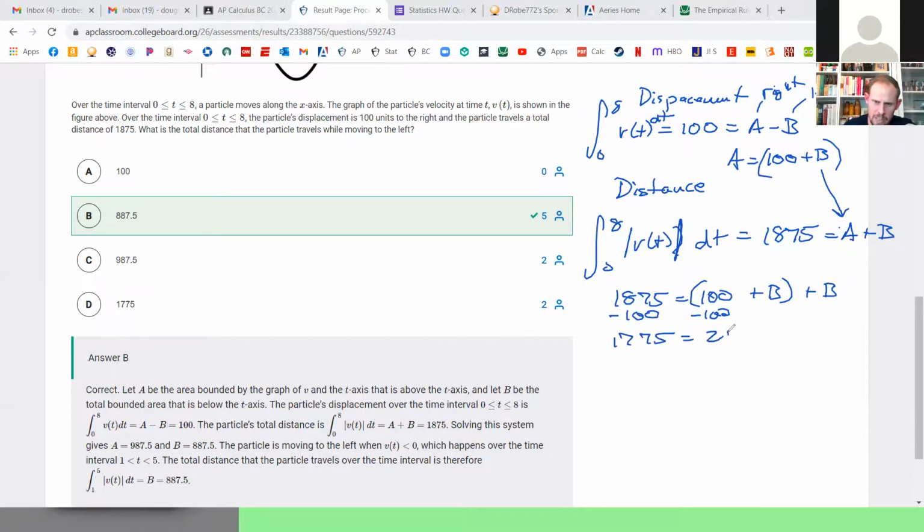1775 equals 2b. Divide by 2. And that's where they're getting 887.5 as b. And b is what we wanted, the amount of time it's moving, or the amount of distance it travels to the left.